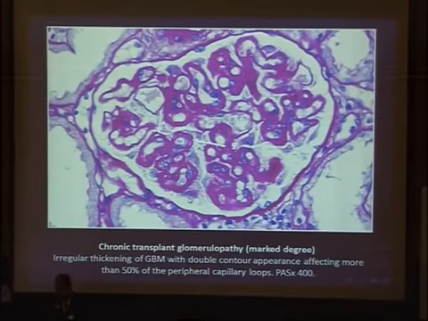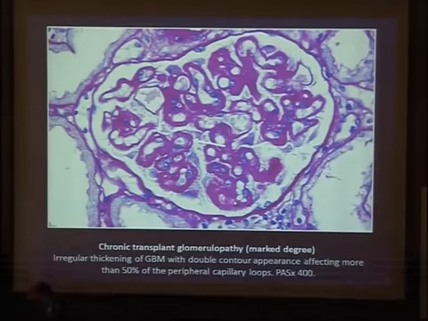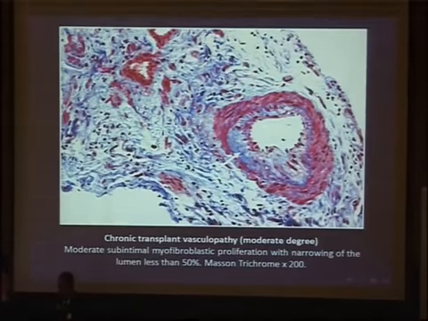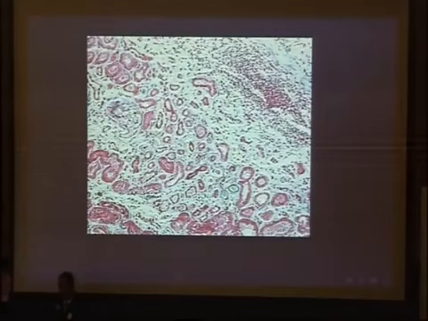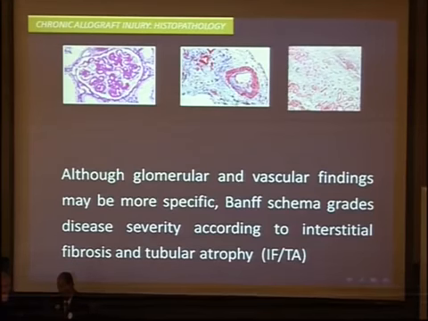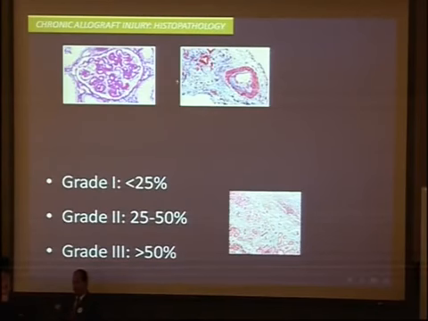For glomeruli, this is the picture of what's called transplant glomerulopathy, which simulates membranous nephropathy. Vasculopathy shows narrowing of the lumen and subendothelial injury with myofibroblastic proliferation. And there are the more traditional, yet less specific, chronic tubular tissue changes. Despite that, glomerulopathy and vasculopathy are more specific, yet the Banff schema classifies chronic injury according to the grade of chronic tubular tissue change.